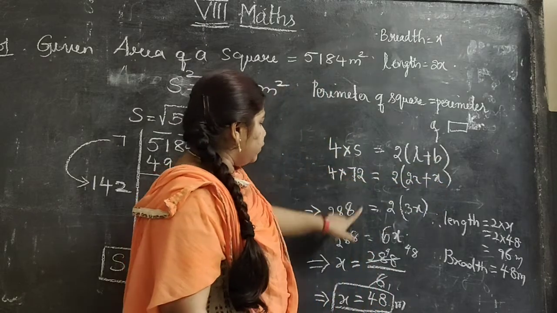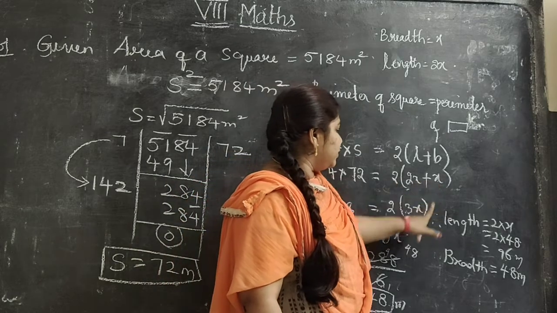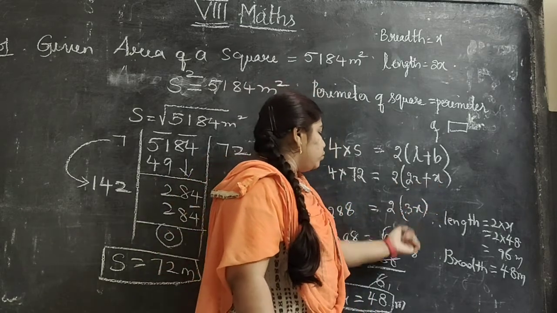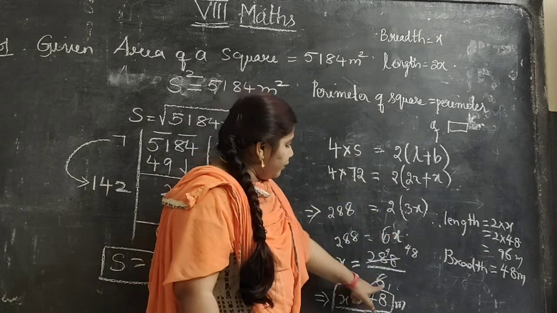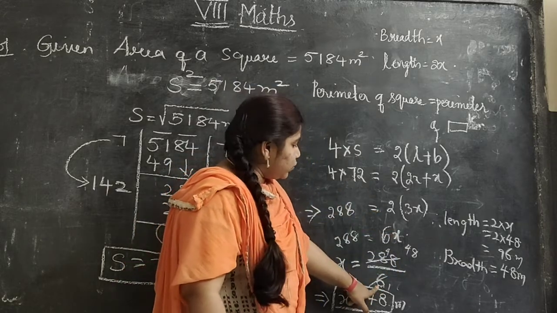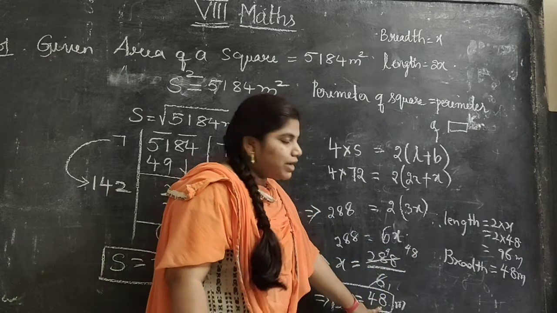Now 4 into 72 is 288, which is equal to 2 into (2x plus x), which is 3x. Multiply these two terms, that will be 6x here. Now transpose the 6 to the other side, that will be in the form of division. 6 into 48 is 288, so the x value we got is 48.